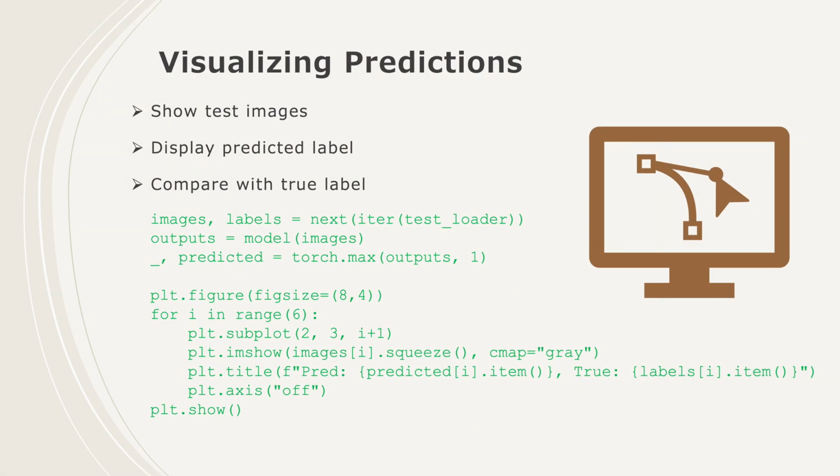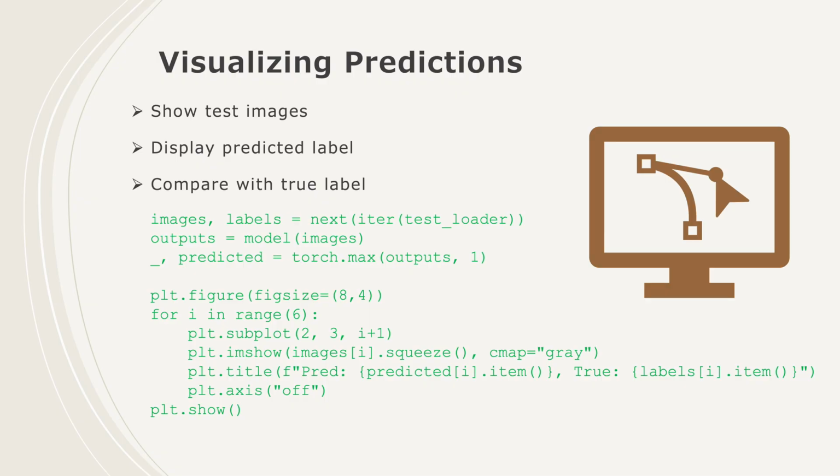On this slide, we visualize how well the trained model performs by showing some test images along with both the model's predicted label and the true label. To begin, we take one batch of test images and labels from the test data loader. This simply means we are pulling out a small group of images so we can display them.